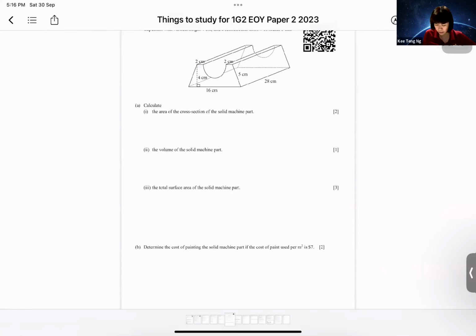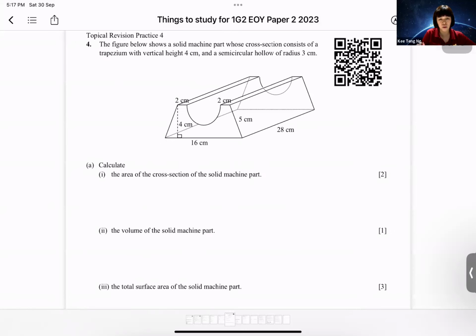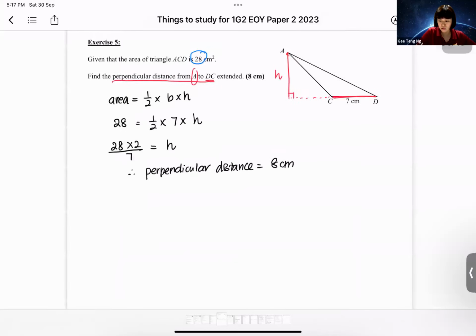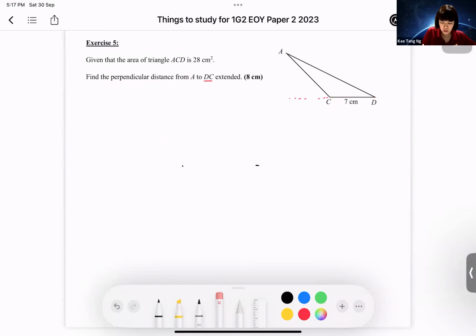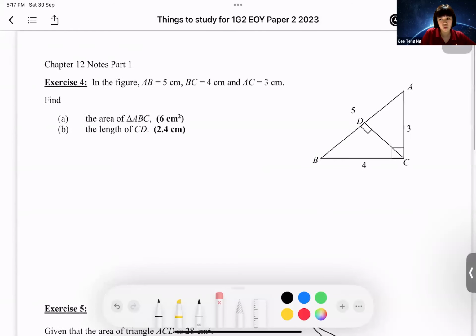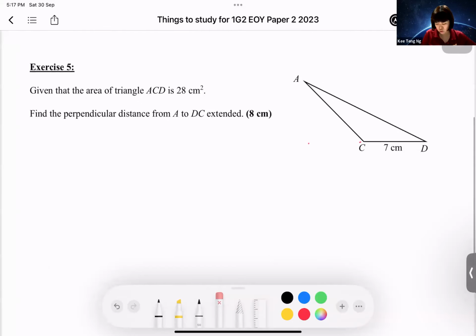Now, let us continue to our next question. This one over here is already recorded in my topical revision practice 4. Please go and watch the video in detail, okay, to refresh whatever you need to learn. Right, next one. Then I'll come back here to the next question. This question over here, the question before this, let me clean. The question before this one is in chapter 12 notes part 1. I already went through it in class, so you can check out the answers in class, okay? Then this one will be exercise 5, so I shall do this.